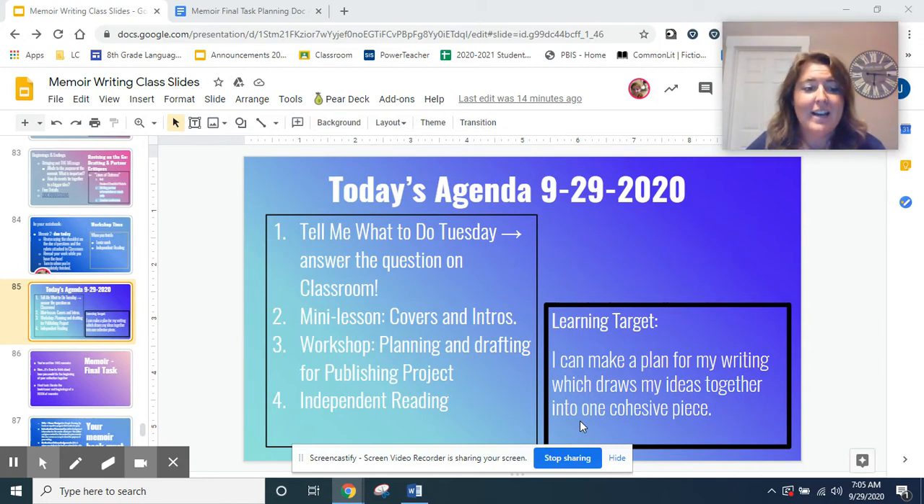And so today our big focus is going to be wrapping up our memoir unit. So we're going to look at a plan for drawing all of our ideas together and how we could curate a potential holding place for all of our memoir ideas, or if we were to actually write them out, all of our memoir stories. I know some of you are working on something like this already, so that's going to fit perfectly.